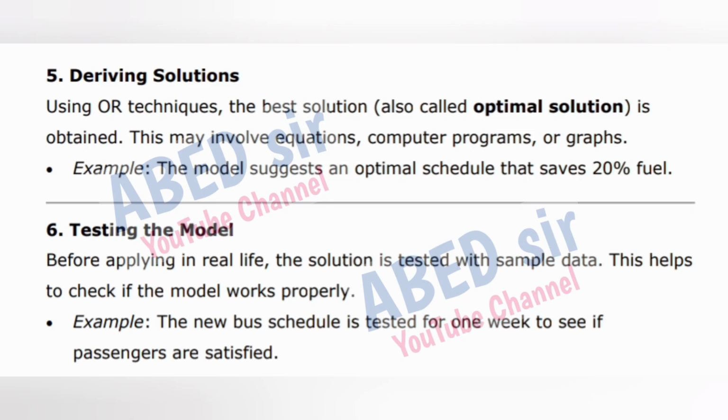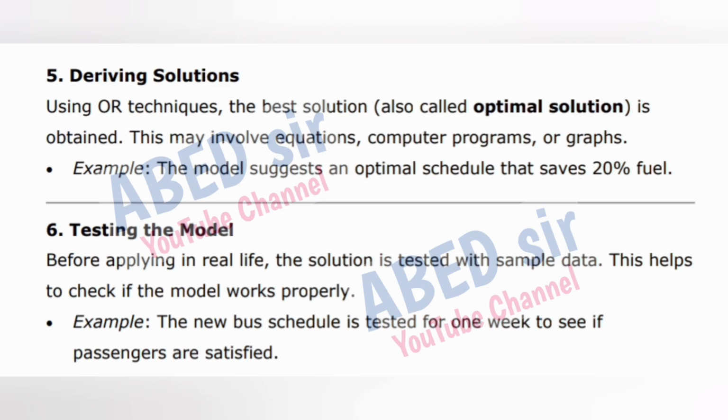5. Deriving solutions. Using OR techniques, the best solution, also called optimal solution, is obtained. This may involve equations, computer programs, or graphs. Example, the model suggests an optimal schedule that saves 20% fuel.